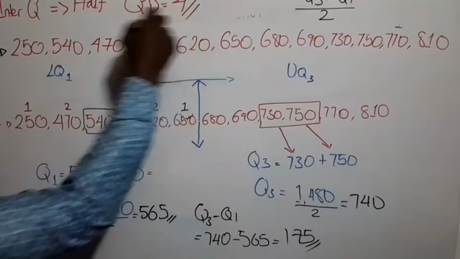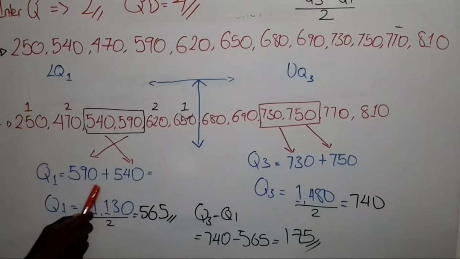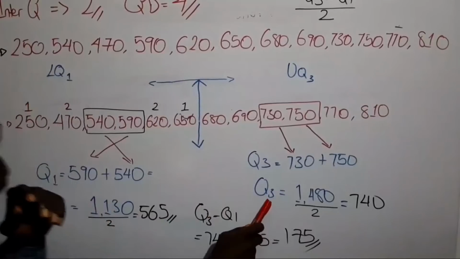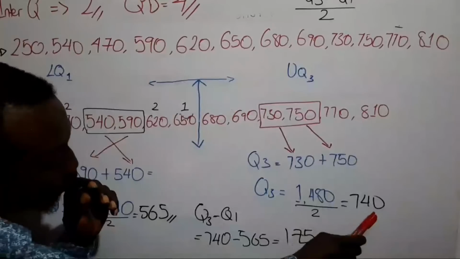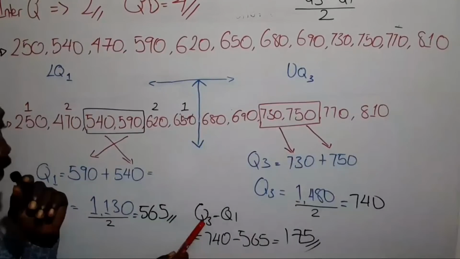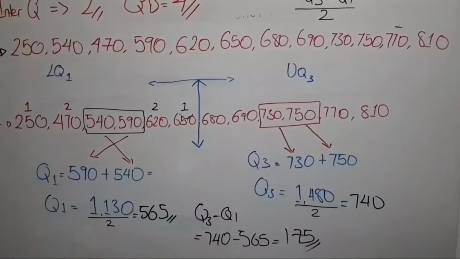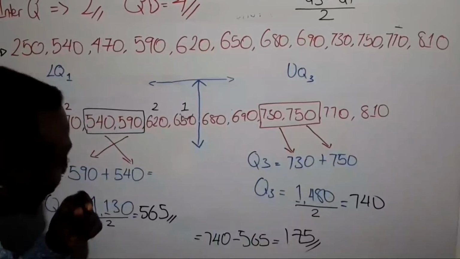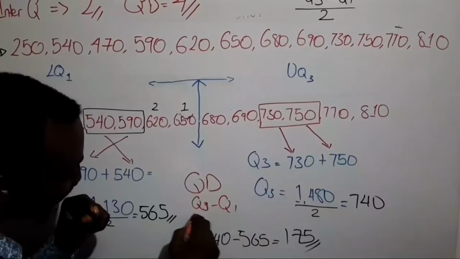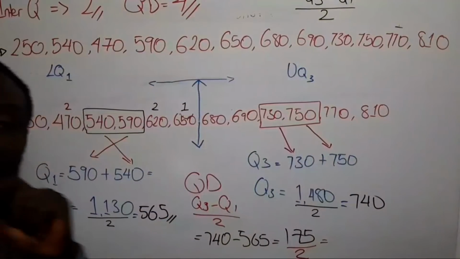Now we are moving to the other one, which is quartile deviation. It is more like a quarter, so this is more like 2. As we have added these two together, we got our answer and divided it by 2. The same for the upper quartile: we added both, divided by 2, and got 740. The formula for interquartile is just the upper quartile minus the lower quartile, 740 minus 565, which gives 175. If you are solving for QD with the same information, it is Q3 minus Q1 divided by 2, meaning this final answer we still divide by 2 again, then we get our QD.